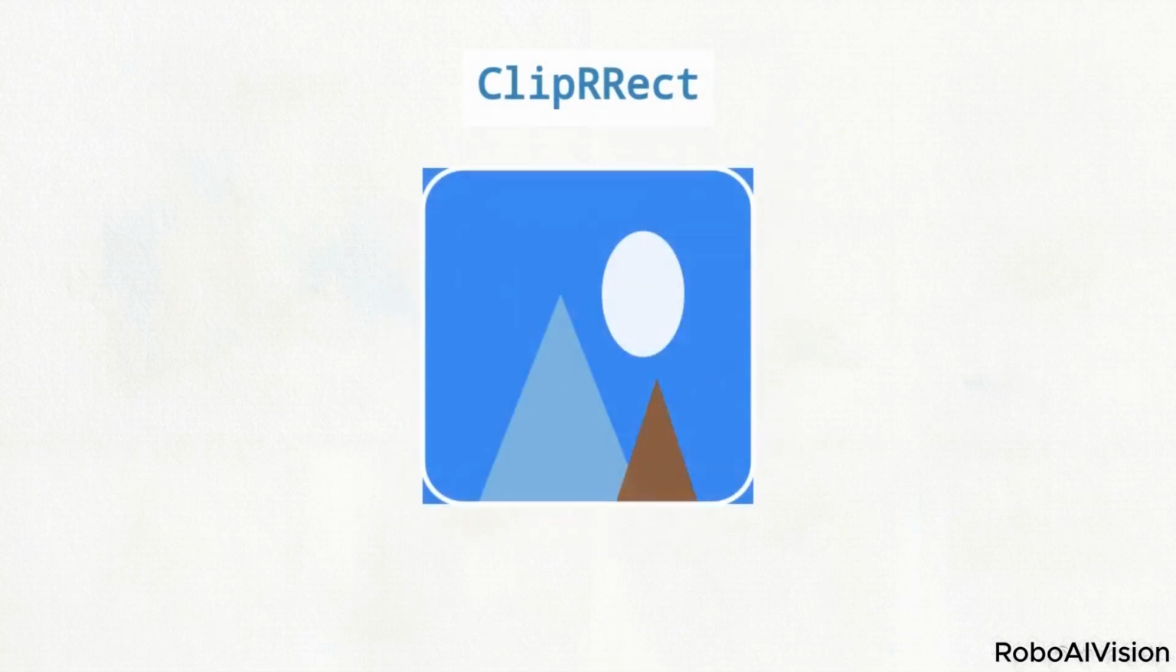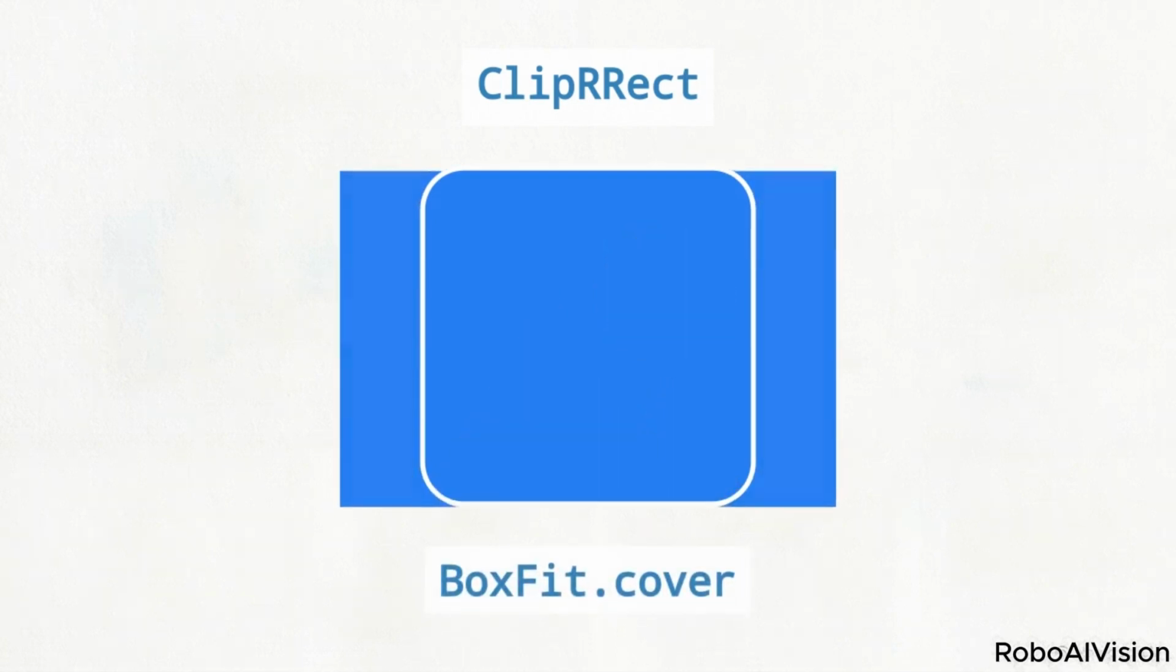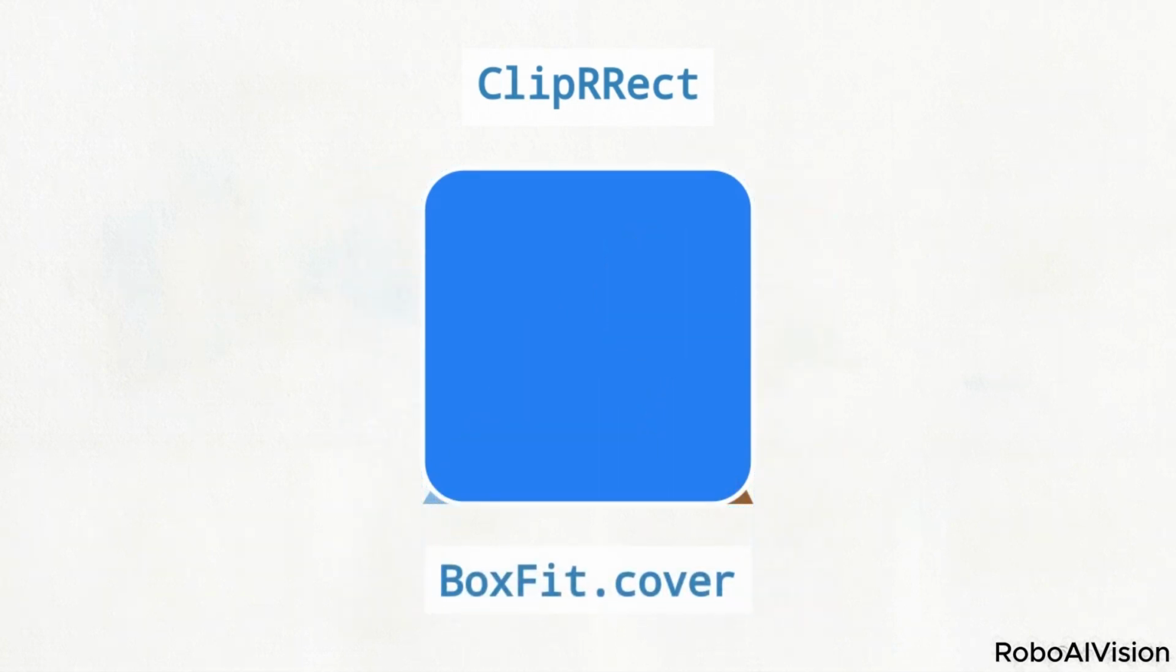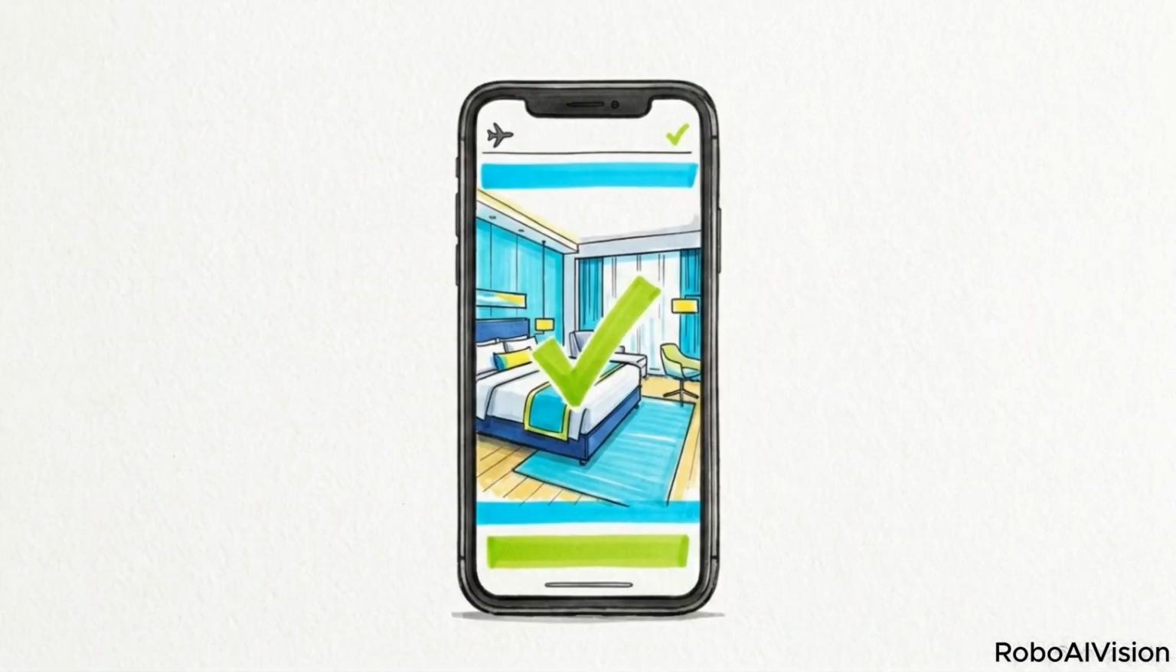By default, that image renders as a sharp square. To round the corners, wrap it in a ClipRRect widget. Then add the BoxFit.cover property. This forces the photo to fill its container perfectly without squishing or distorting the aspect ratio. Packing local assets guarantees they will load instantly, even offline.